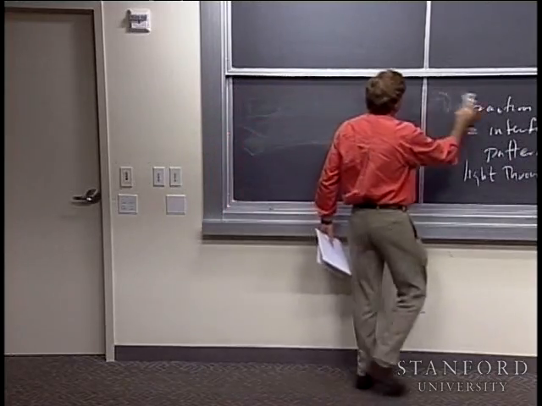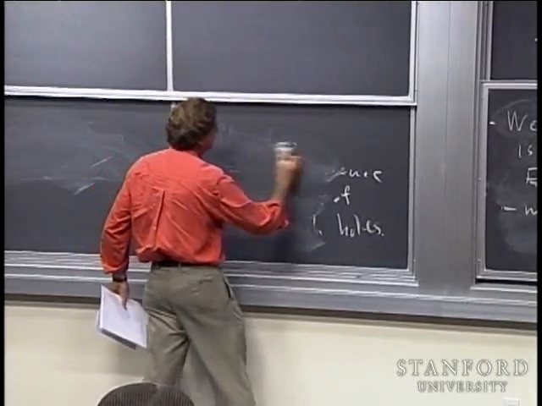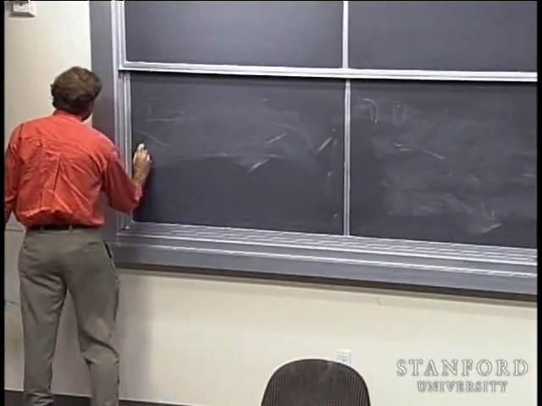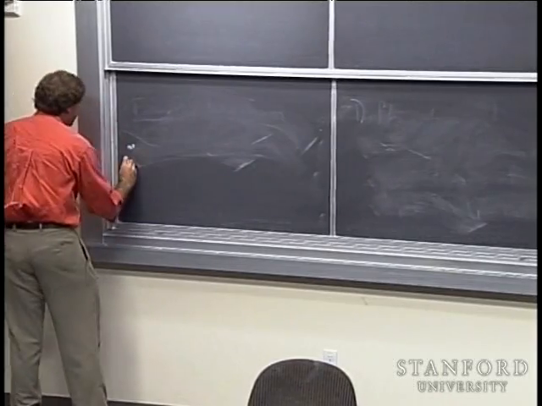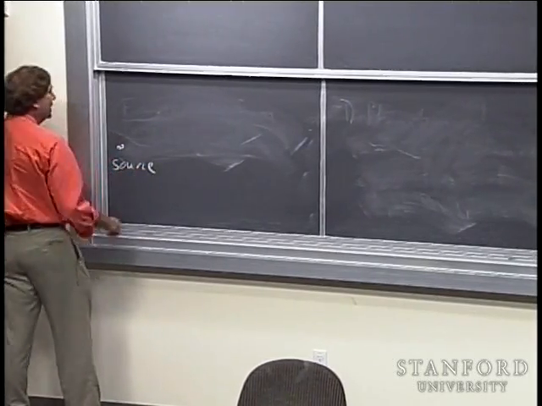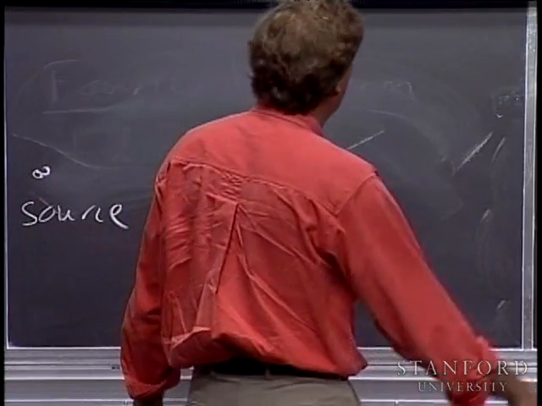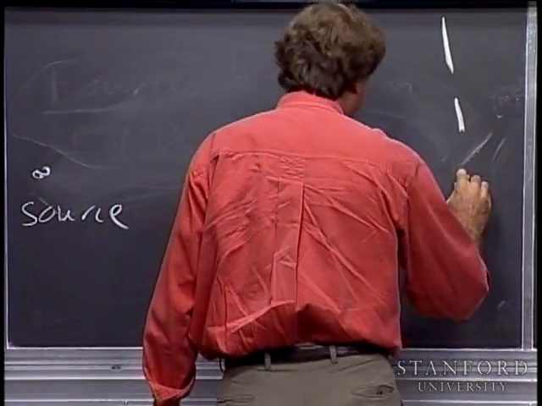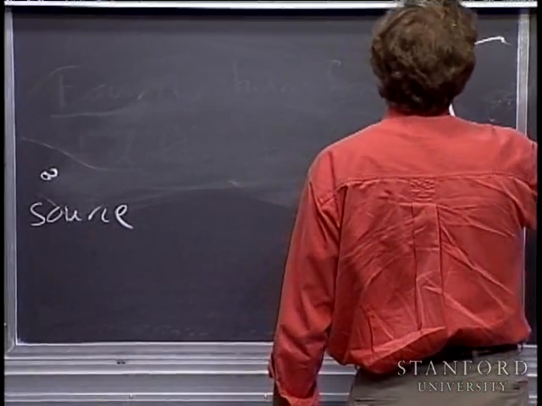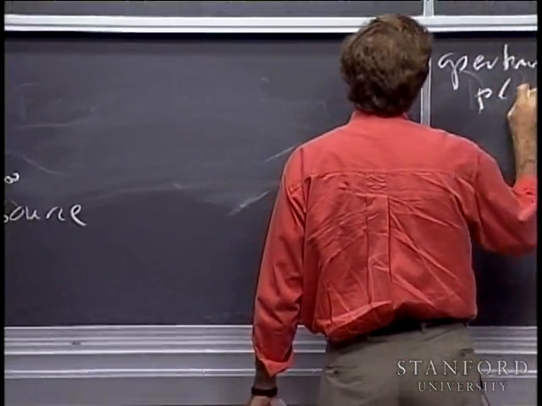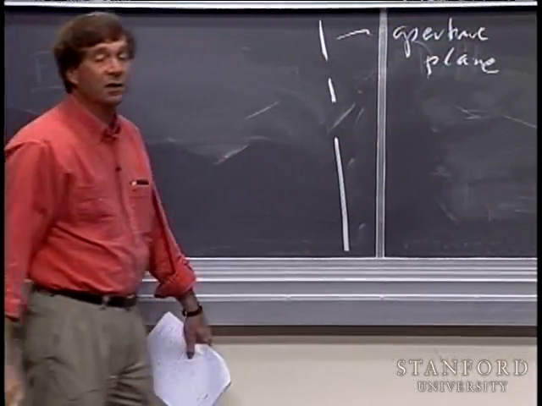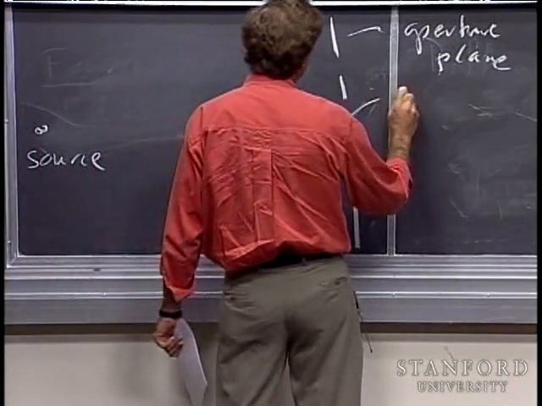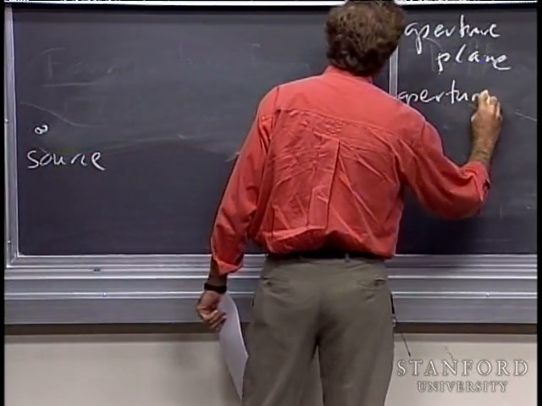But let me give you the basic setup. Again, you have a source of light, however it's defined or determined, and it is a great distance from the aperture plane. The aperture plane is something over here. This is the aperture plane. It is considered to be opaque except where there are holes. So the holes are the apertures. All right?